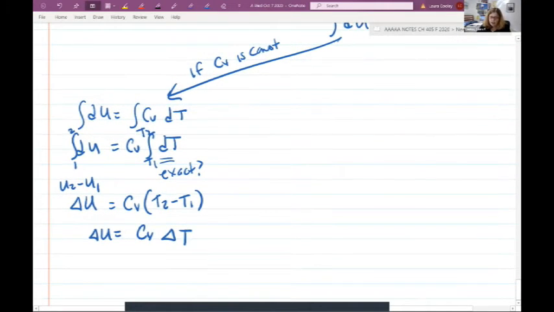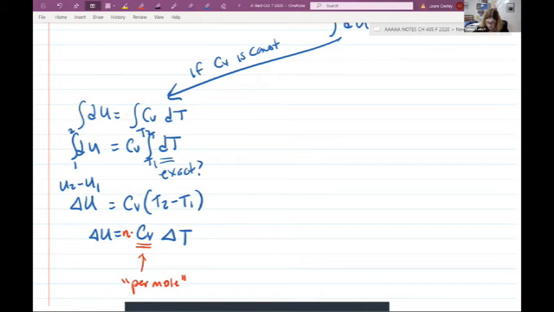And a lot of times the CV that you use is a per mole quantity, so you would have to multiply this by the number of moles, if it's a per mole quantity.